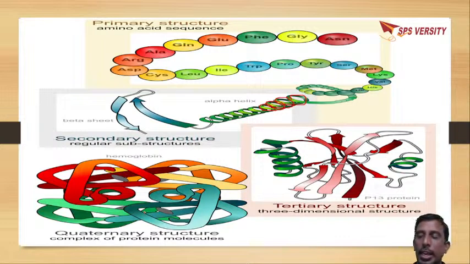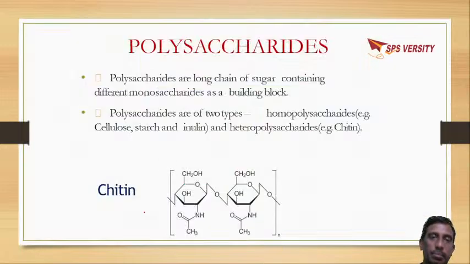So in proteins, there are 4 levels: primary structure, secondary structure, tertiary structure, quaternary structure.